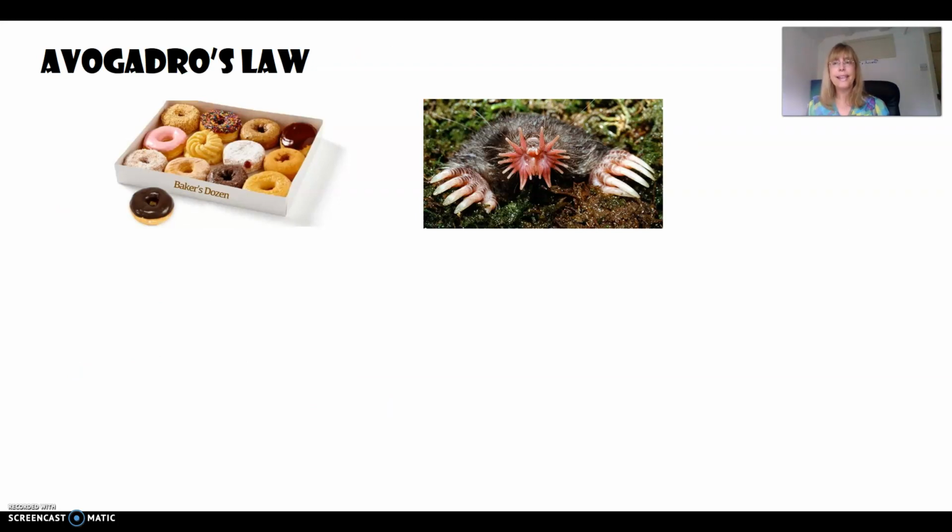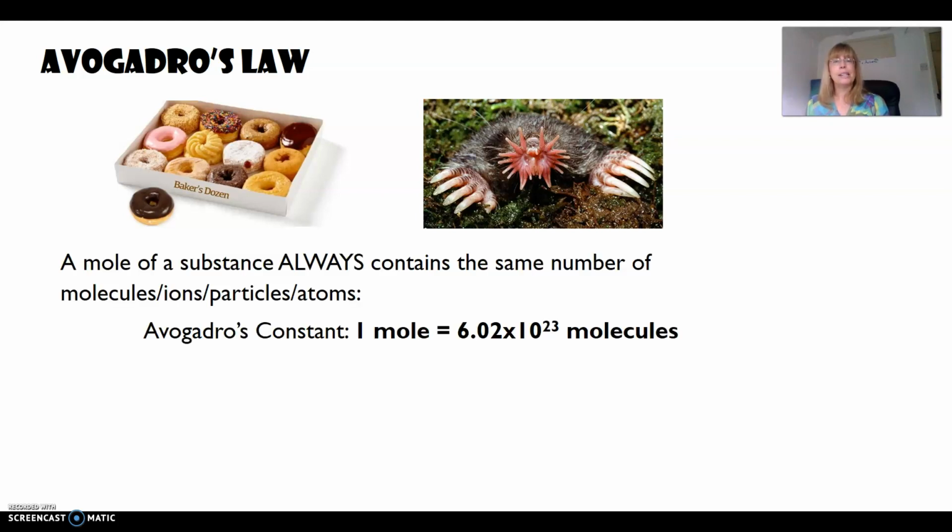Now, Avogadro's rule. This always reminds me, if I go to the bakery and ask for a dozen donuts, they always give me 12 donuts. A mole, this beautiful stargazing mole, has got nothing to do with a chemistry mole. A mole refers to the number of particles in a mole of substance. So just like it's 12 for a dozen, for a mole you've got 6.02 times 10 to the 23 molecules in 1 mole of a substance.